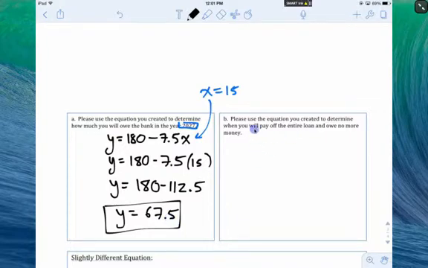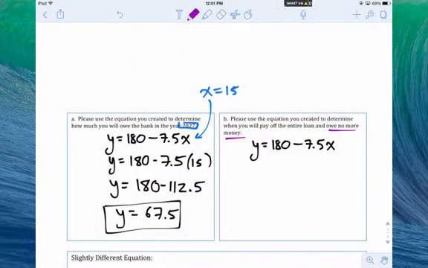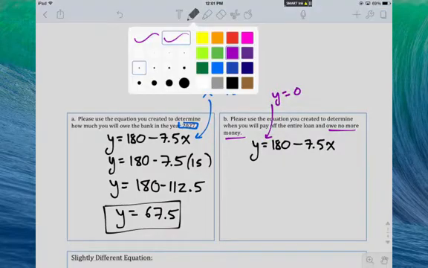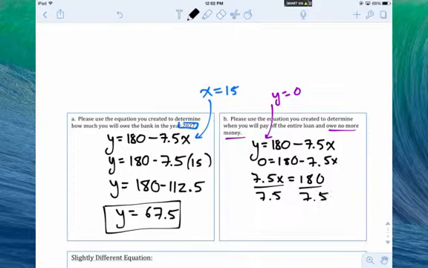Not so bad. We could also use this equation to determine when we pay off the entire loan. Right? Paying off the entire loan just means that we owe no more money. So we substitute in a 0 for that variable, representing how much we owe. So we've got 0 equals 180 minus 7.5x. 7.5x equals 180. Oh boy, what's 180 divided by 7.5? Let's see, 180 divided by 15 will be 12, so if we divide it by 7.5, it should be 24. So the solution to this equation is x equals 24.